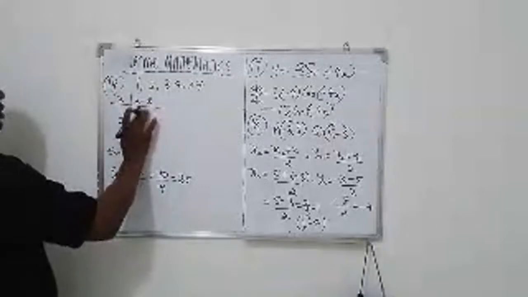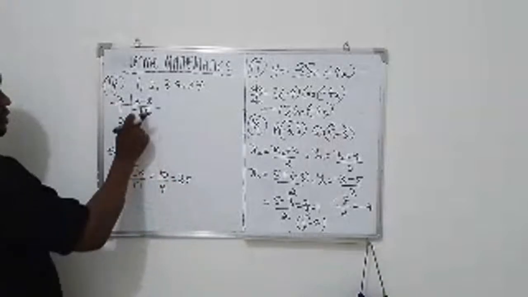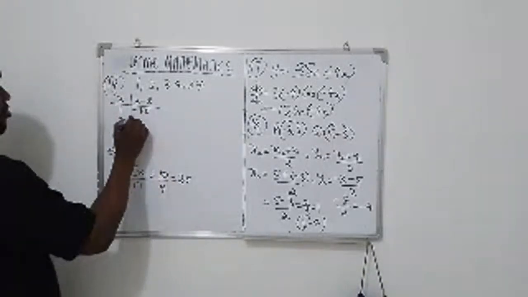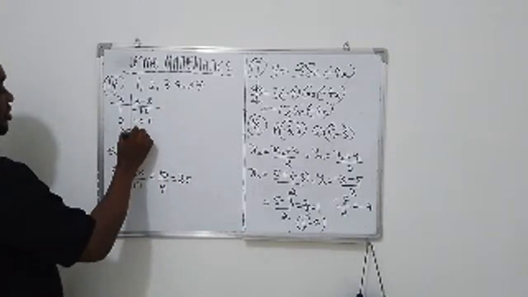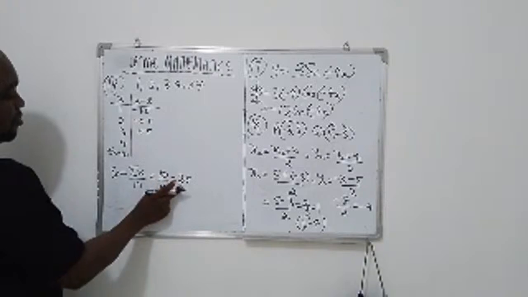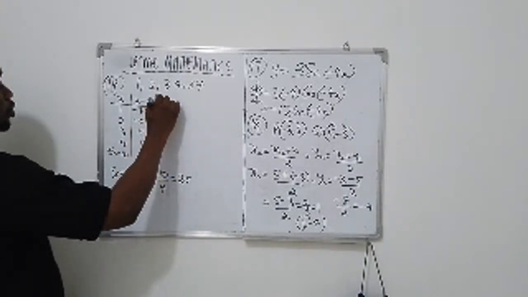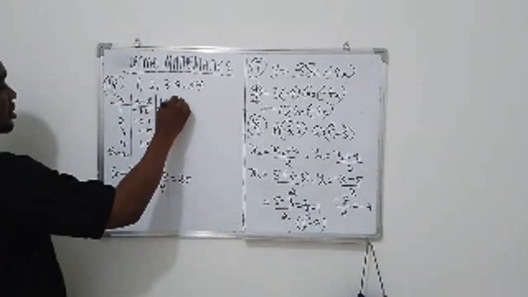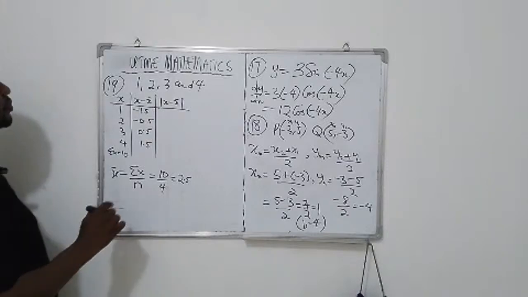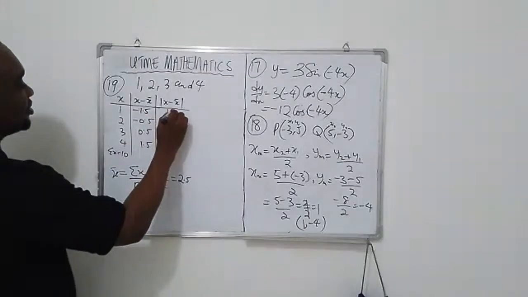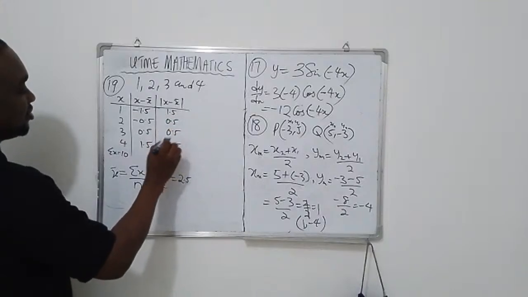So our deviation, which is x minus your mean, will be minus 1.5, because 1 minus 2.5 is minus 1.5. 2 minus 2.5 is minus 0.5. 3 minus 2.5 is 0.5. 4 minus 2.5 is 1.5. Then, of course, the modulus of the deviation, since it's a mean deviation, will be 1.5, 0.5, 0.5, and 1.5.